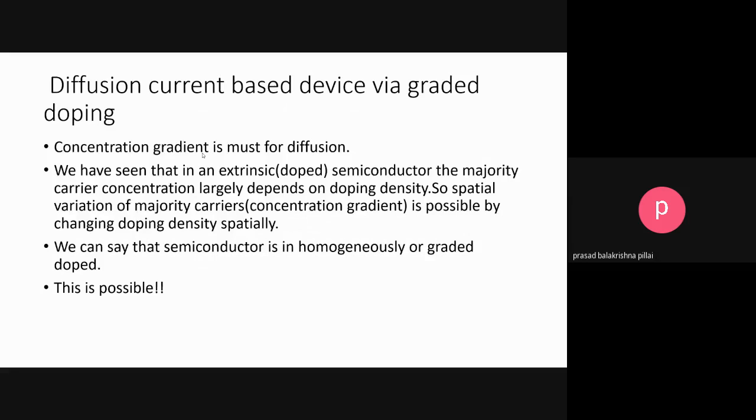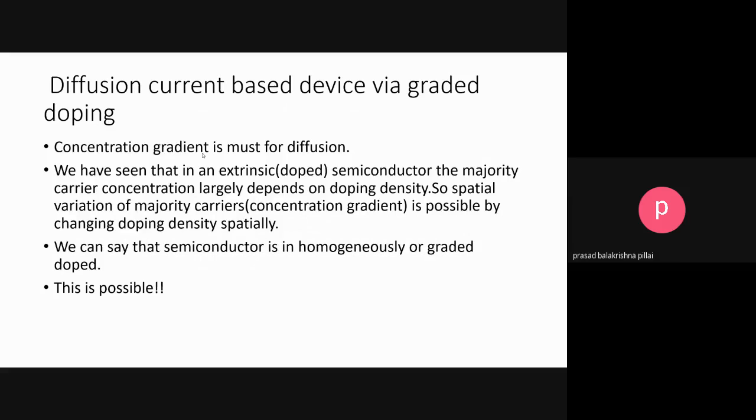So this is possible. All of you agree to that, isn't it? Yes, sir. So you can spatially vary the doping density. That way, the majority carrier concentration can be changed from point to point. So that way, you can get a concentration gradient. So that is what we are doing.